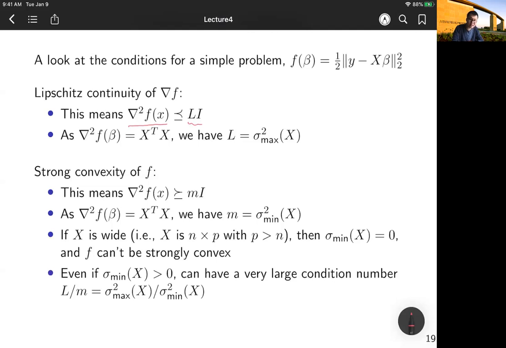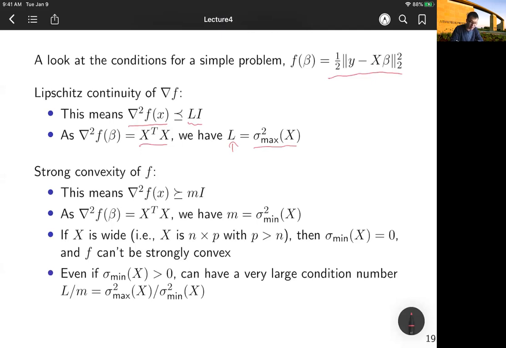It makes more sense if you start to think about the quadratic optimization problem, in which case the Hessian is independent of the input x. When we think about linear regression with this quadratic optimization problem, the Hessian is always X transpose X. This means that the largest eigenvalue of this Hessian is the square of the largest singular value of X, which we can simply take L to be.